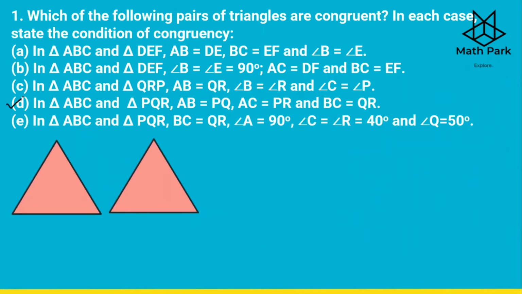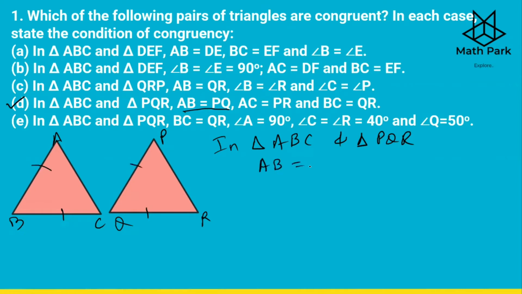So you have triangle ABC and triangle PQR. What are the things given? So we write in triangle ABC and triangle PQR, you are given AB is equal to PQ. The next thing is you are given AC is equal to PR.